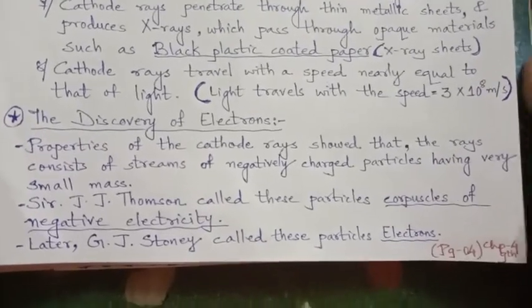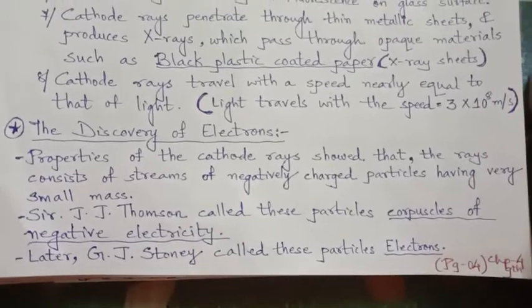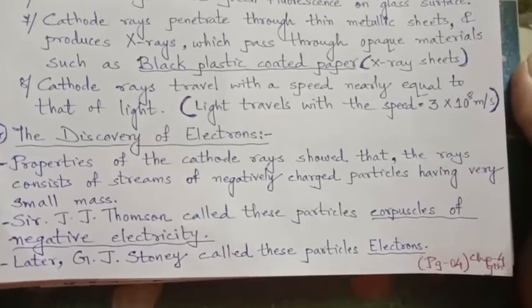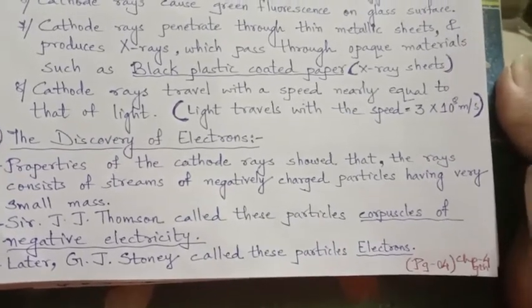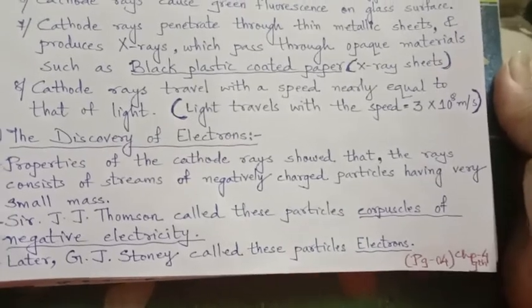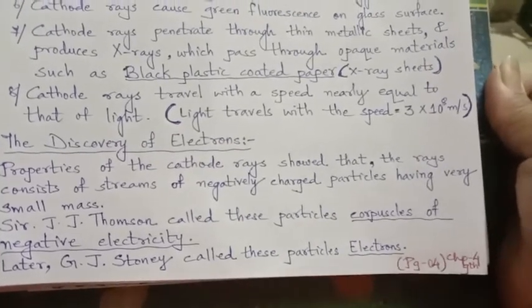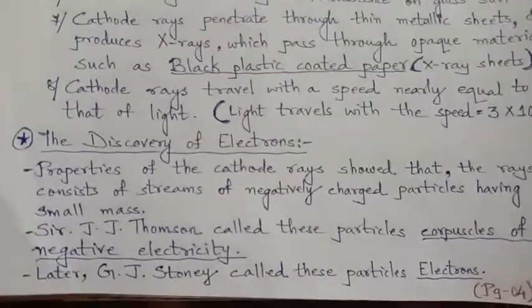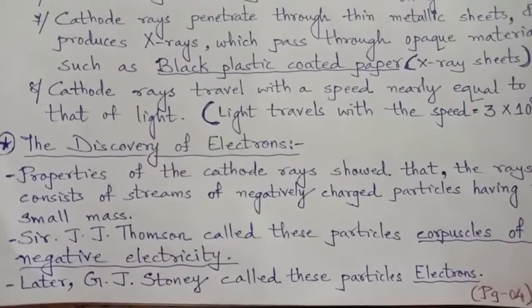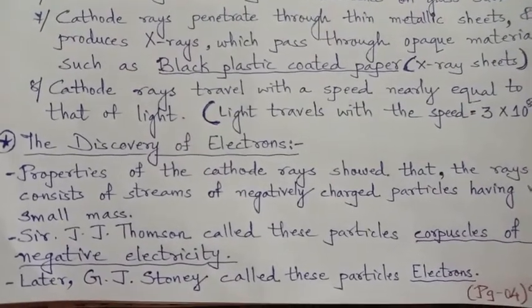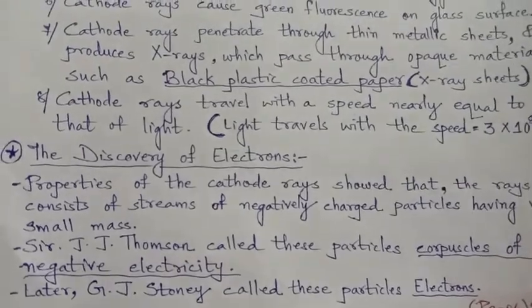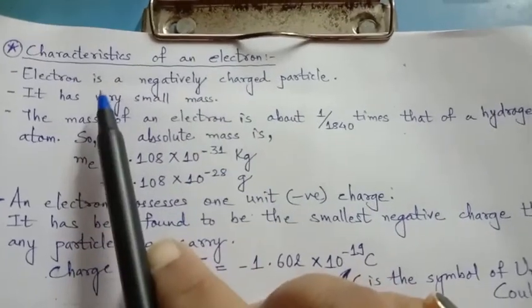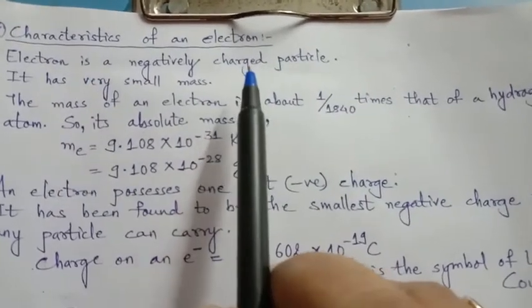Later, one more scientist, G.J. Stoney, called these particles electrons, since they come from electricity, he took elect, and they are in an atom, so electrons. And they gave it the name electrons. So negatively charged particles in an atom are now named electrons. Let us now see the characteristics of an electron. Very first thing, we know now that negatively charged particles are called electrons.